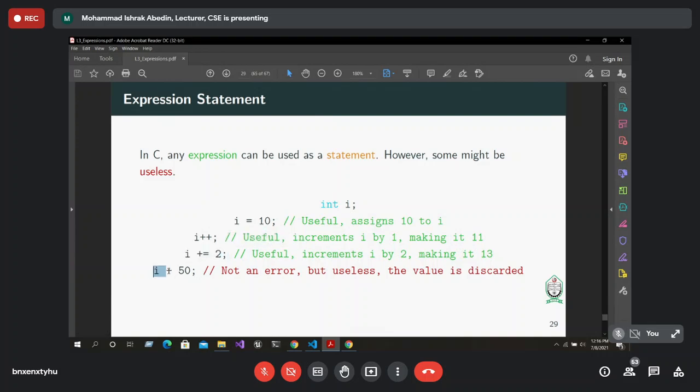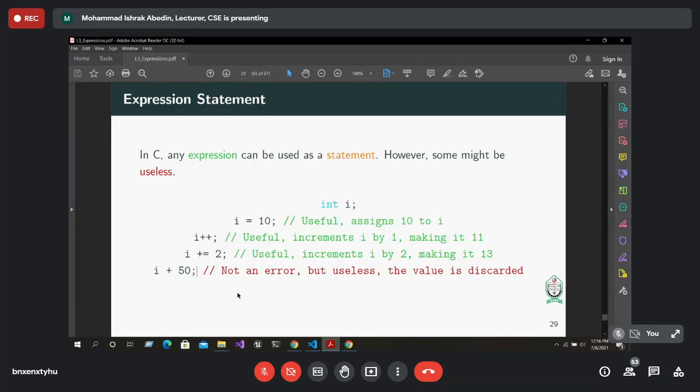However, if I write something like this, i = i + 50, and we do not assign it anywhere, and we are not using it in any way, the compiler will evaluate it as 63, but can it be used in any place unless we assign it or print it? No, right?